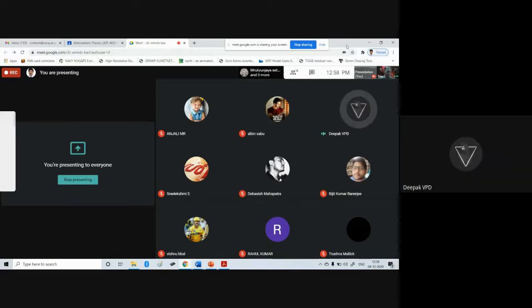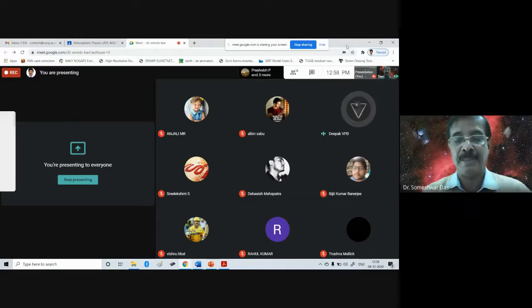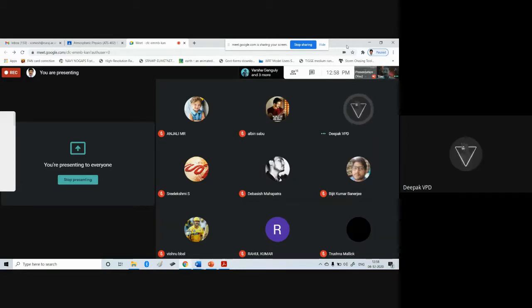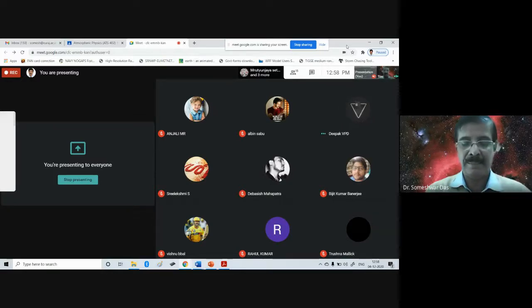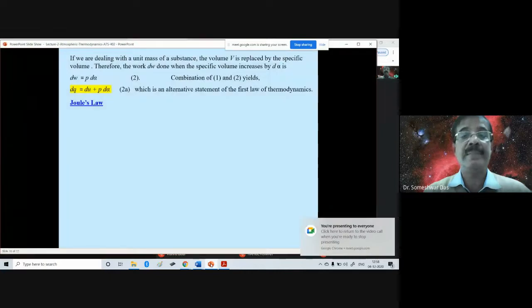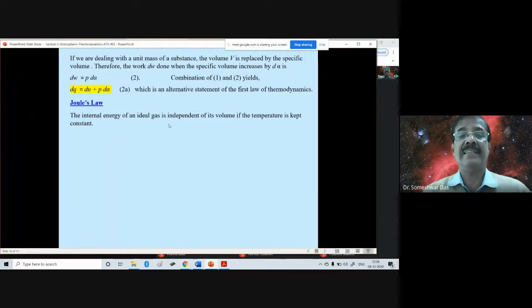Anybody else can state what is Joule's law? Sir, there are two Joule's laws, one for electricity and another for thermodynamics. Which one are you asking about? Thermodynamics. In thermodynamics, Joule's law states that the internal energy of an ideal gas is independent of its volume at a constant temperature. Yes, exactly. This is what we are going to utilize from the point of view of atmospheric thermodynamics. So we are going to review it once again: Joule's law says that the internal energy of an ideal gas is independent of its volume if the temperature is kept constant. That's what Deepak has said correctly.